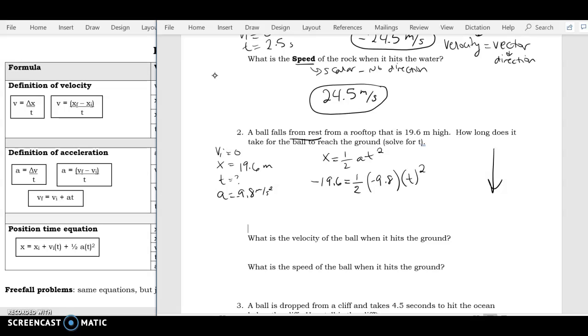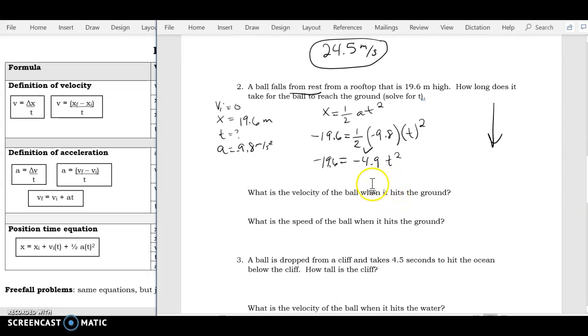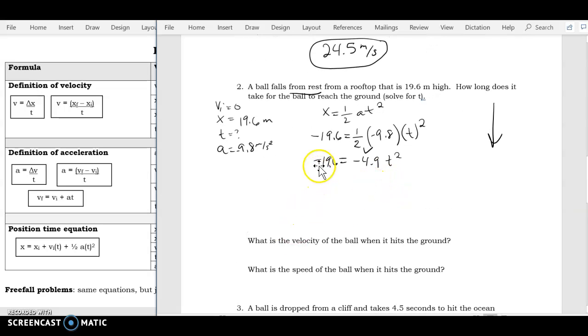Okay, so solving this problem, I'm going to take 1/2 of negative 9.8, which is negative 4.9. I'm going to bring down the t squared and the negative 19.6. All right, here's the important part of making this 19.6 a negative. When you divide by negative 4.9 on both sides, this number becomes a positive number over here, so that when you take the square root, you won't get an error in your calculator.